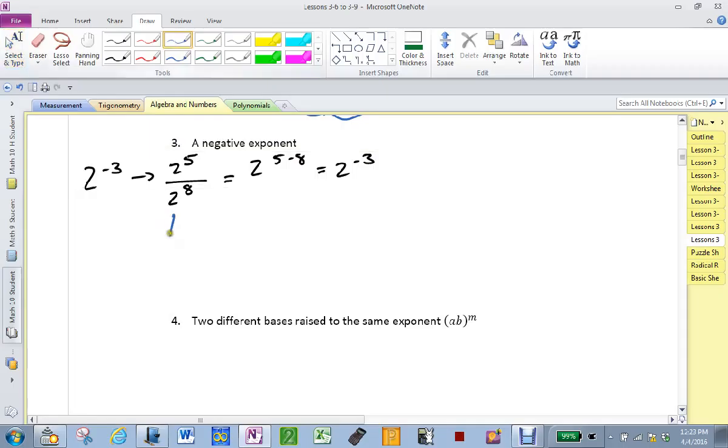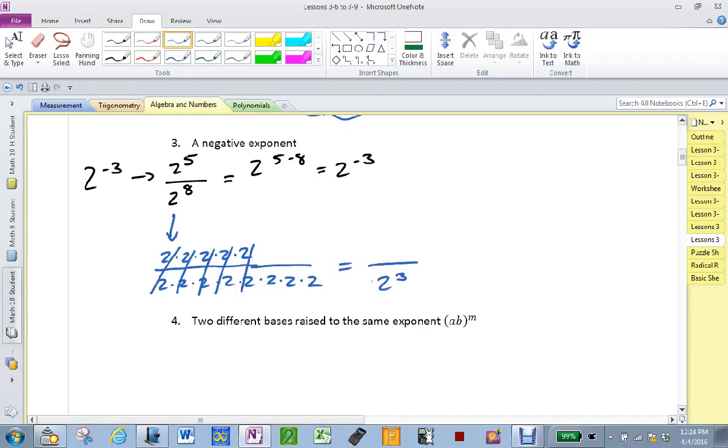What is 2 to the 5th? How do I write that properly? 2 times 2 times 2 times 2 times 2. Correct? And then how do I write 2 to the 8th? 2 times 2 times 2 times 2 times 2, and then what? 3 more. Does everyone agree? What do I get to do with these 2's? These. What is left? 2 to the 3 on the bottom of a fraction, correct?